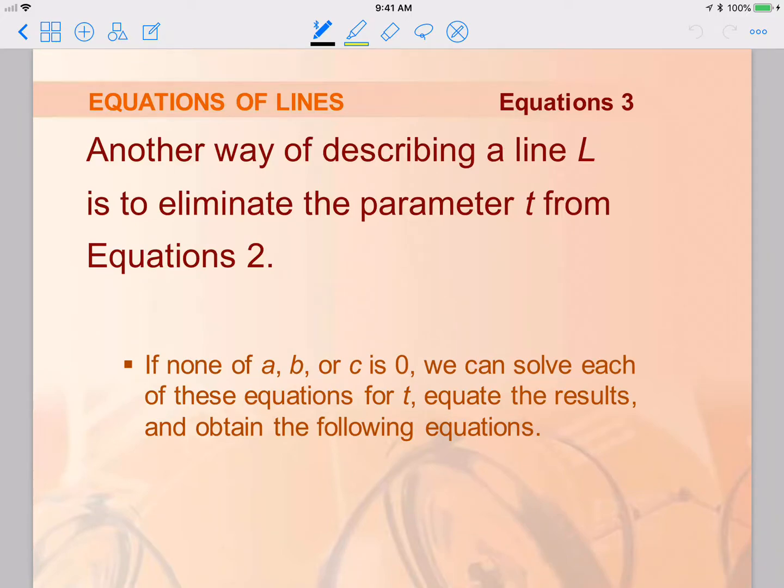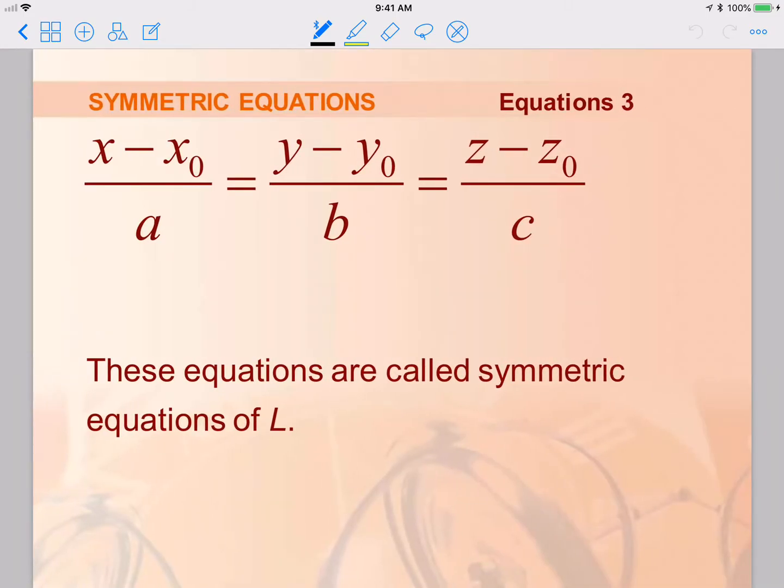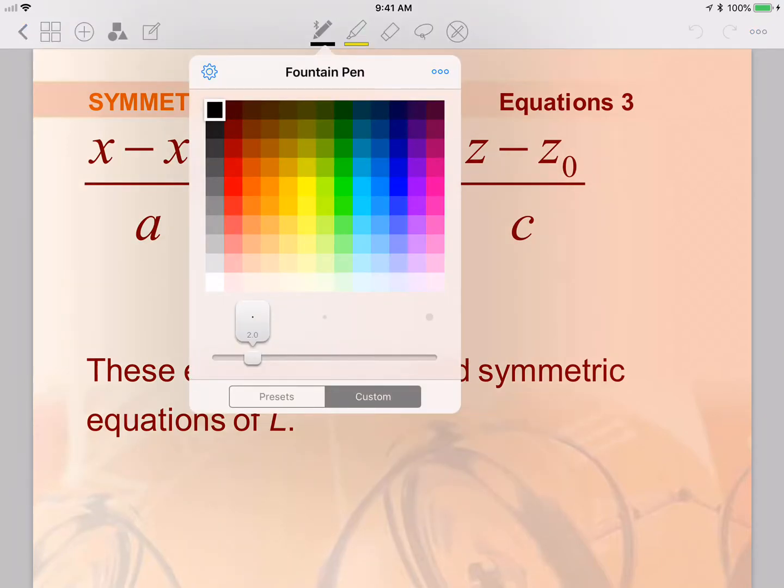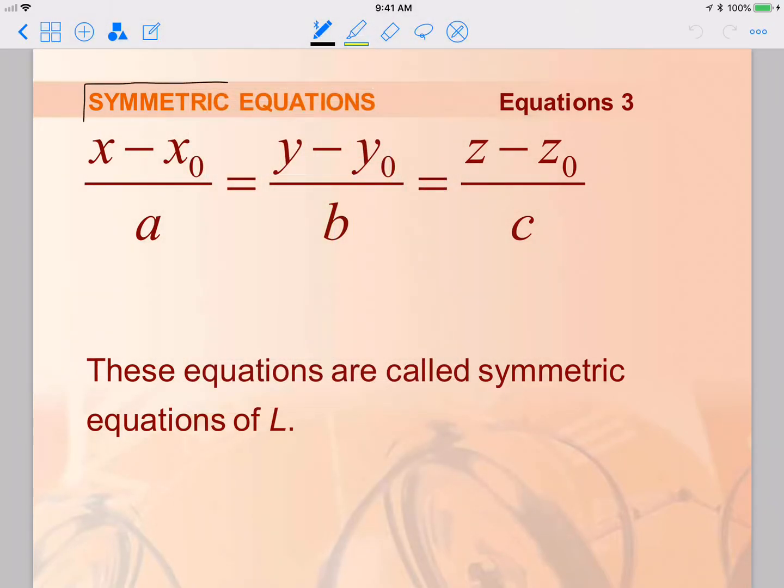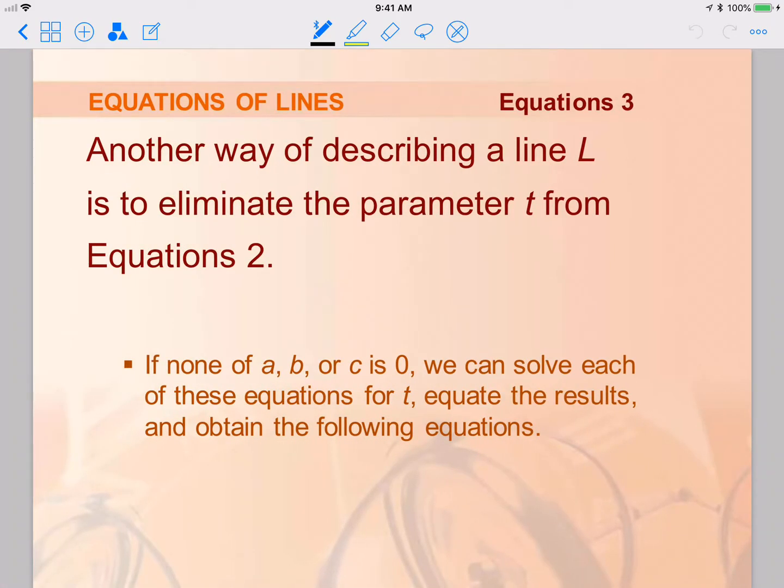Okay, so let's talk about one last way to describe the equation of a line in three space. And this last way is called a symmetric equation. Essentially what we're doing for the symmetric equations is eliminating the parameter t from the equations in 2.